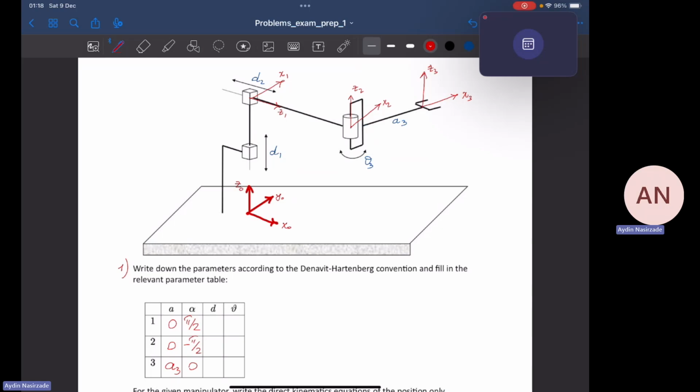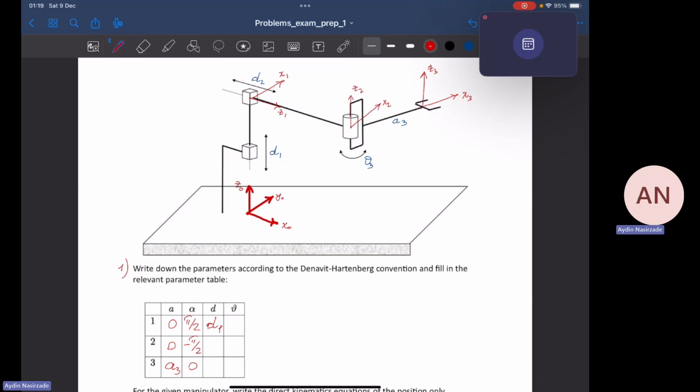Good. Now, let's move on to the next variable, d1. To find the value for d1, we have to ask this question: along z0, how much I have to translate the origin of frame 0 to align it with the origin of frame 1? The answer is pretty simple and straightforward to see. The answer is d1. You have to translate this point by d1 to align it with the origin of frame 1. So the answer is d1.